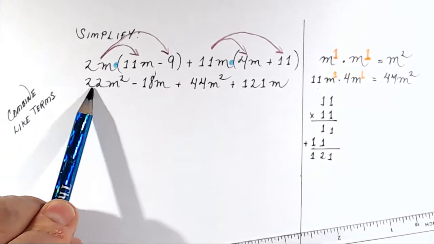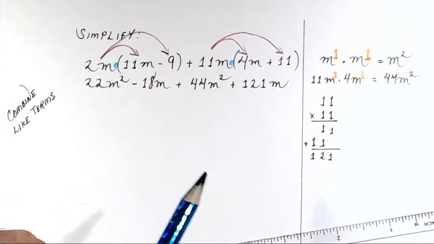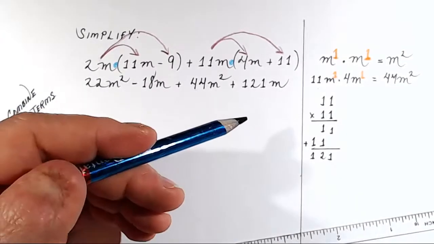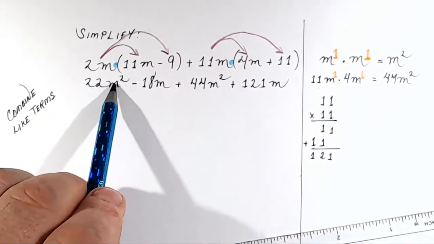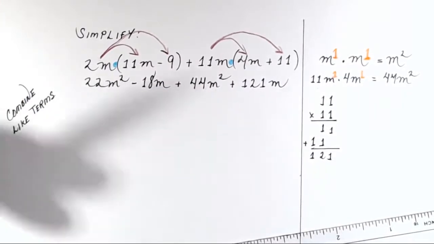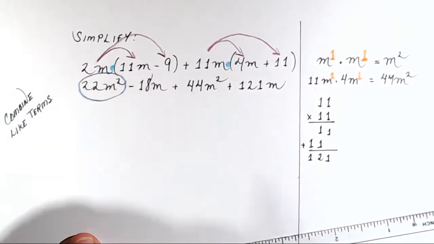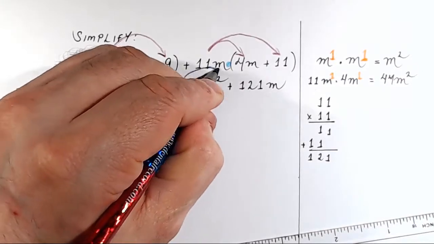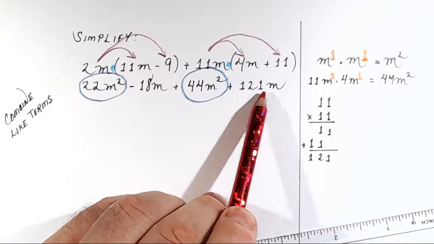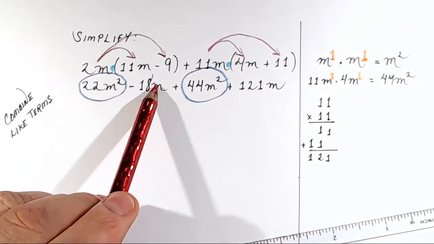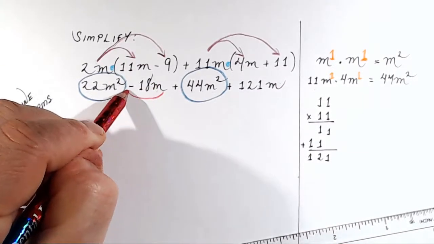Notice here we have 22m squared, and over here we have 44m squared. So they are alike in the sense that they are both squared terms with m as the variable. So that's how they're similar. So you group them together. We'll circle them. Now, negative 18m and 121m are similar because they just have m, no squared. So we'll circle those with the red pencil.